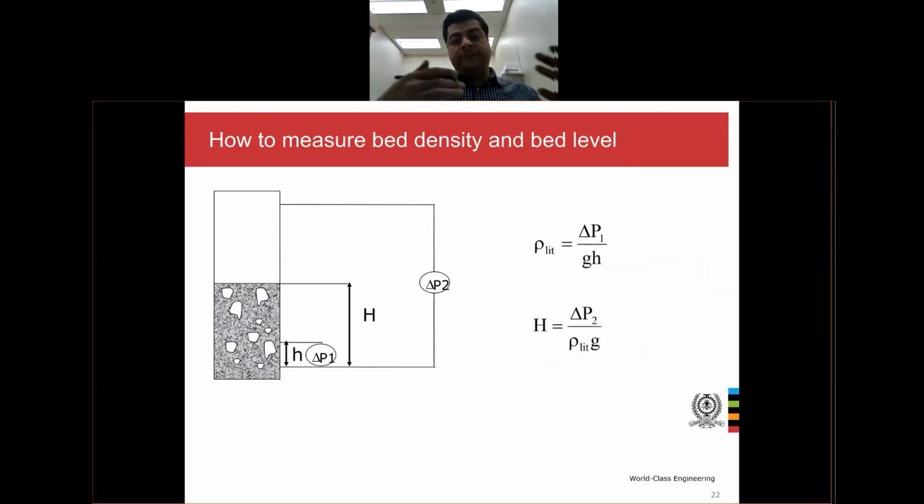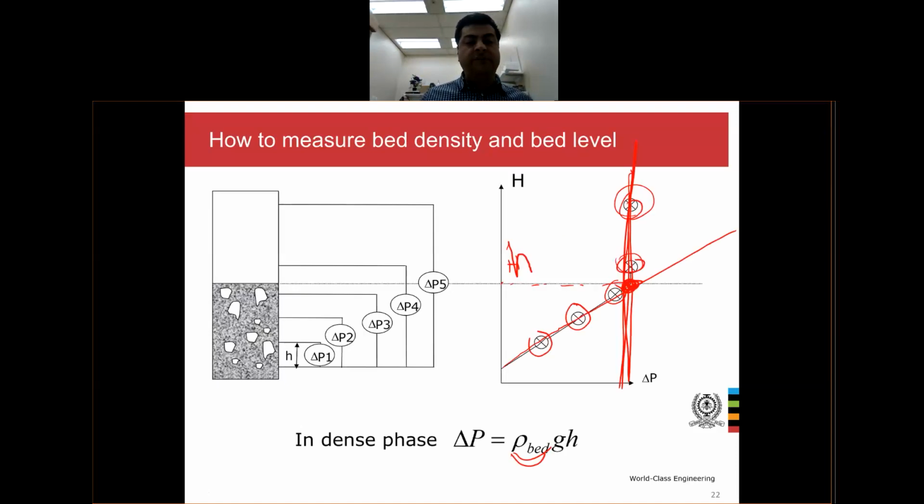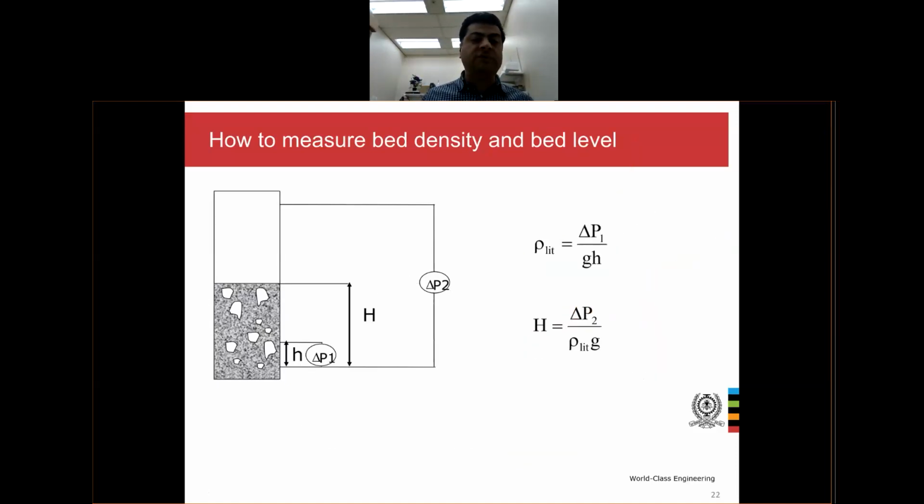But there is another technique to measure the bed level. If you don't want to put five pressure transducers and just use only two pressure transducers, it's very easy. You can have one pressure transducer with two legs inside the bed. By measuring delta P1, and having this equation, you can measure the density of the bed.